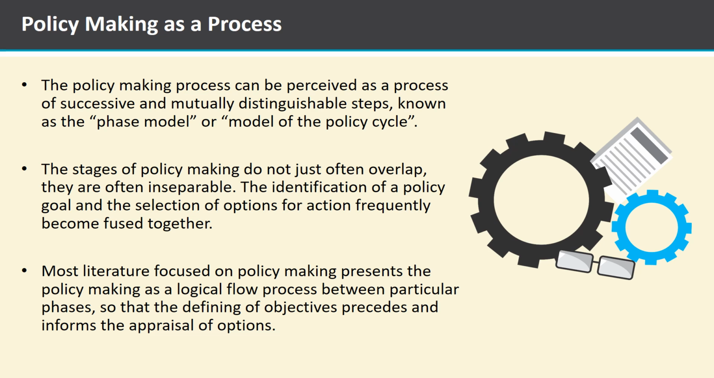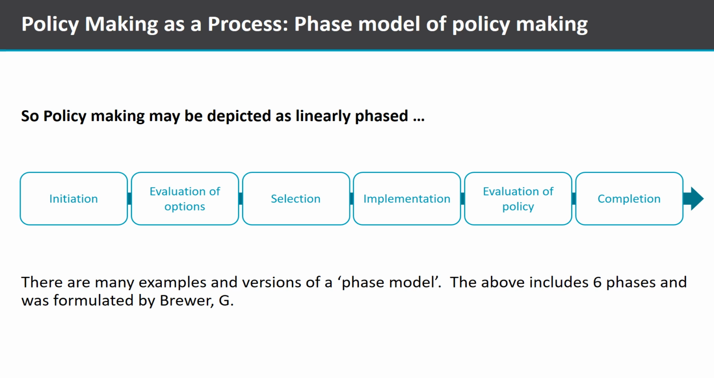Most literature focused on policy making presents the policy making as a logical flow process between particular phases, so that the defining of objectives precedes and informs the appraisal of options. Life would be much more straightforward if things were just linear. However, policy making is much more nuanced, convoluted and complex than that, and we discuss this afterwards. Let us continue in the notion of a linear phased model for this slide.